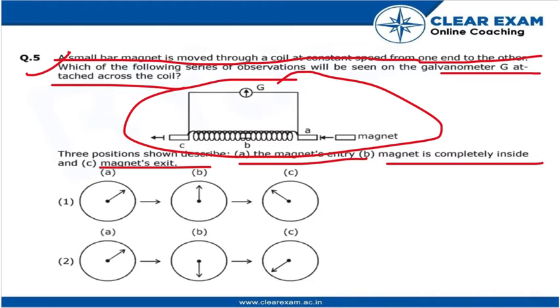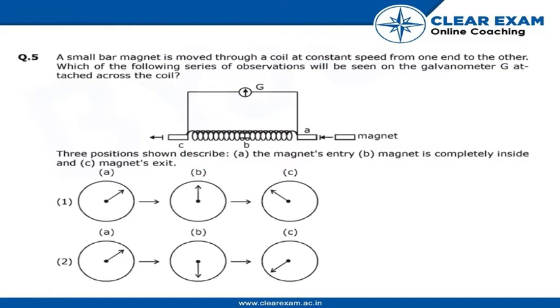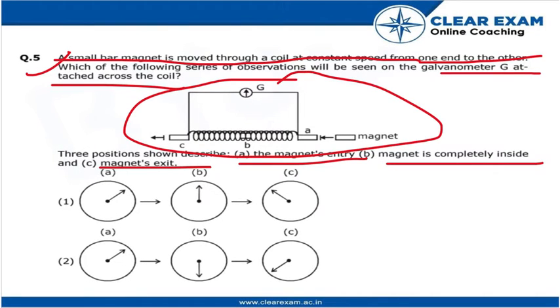We have to predict the three figures, that is, the three possible deflections which the galvanometer shows when the magnet is inserted and pulled out. We also have to find this deflection in the respective order: A is the magnet's entry, B is the magnet completely inside, and C is when the magnet exits. We have four options given here. You can see the four options are as follows.